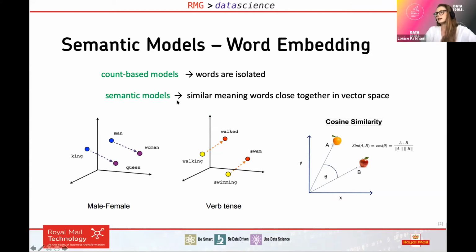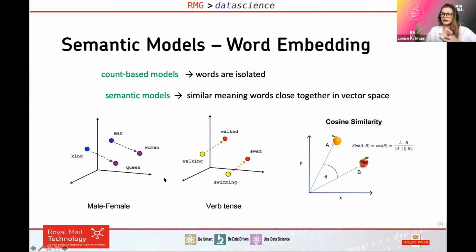So as an example, in these diagrams, in our male to female example, ideally, we'd like to see maybe man and woman are close together as concepts, and king and queen are close together in our vector space as concepts. But also woman and queen are likely to be close to each other, and man and king likely to be close together. And obviously, the more features that we have, the more complex this is going to get.